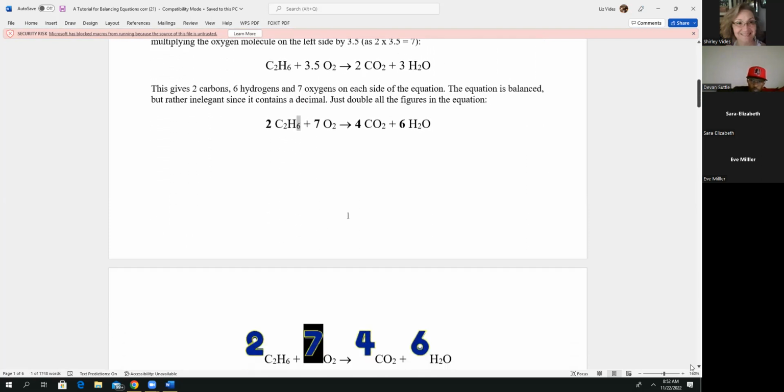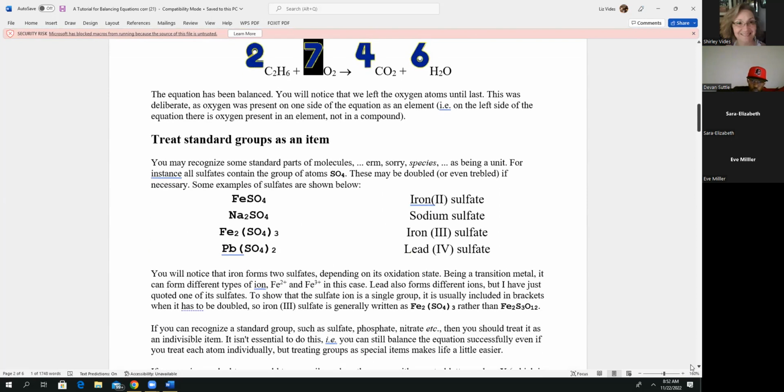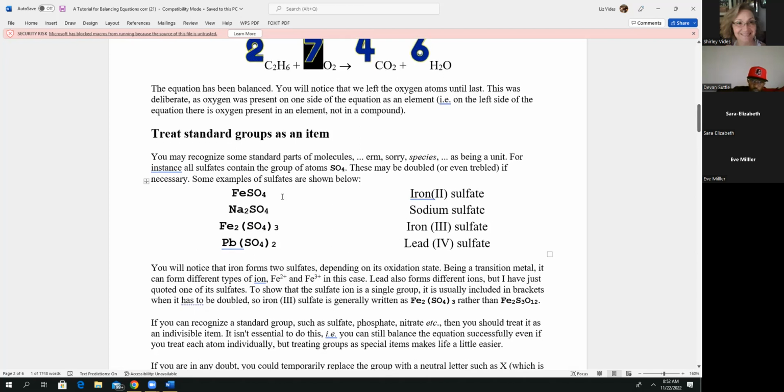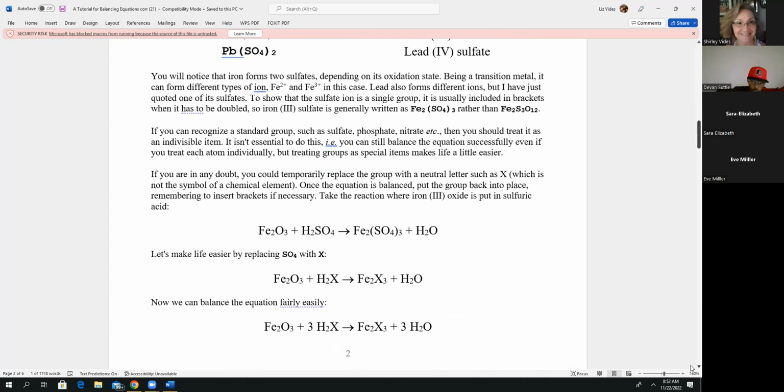All right. This next thing is another tip. It says treat standard groups as an item. So basically, if you see sulfate, here you have 1, 1, 3, and 2. Just treat them as one thing. They're not going to change unless they do. That sounded redundant, but look here. In this case, this one didn't change. You have an SO4 and you have an SO4.